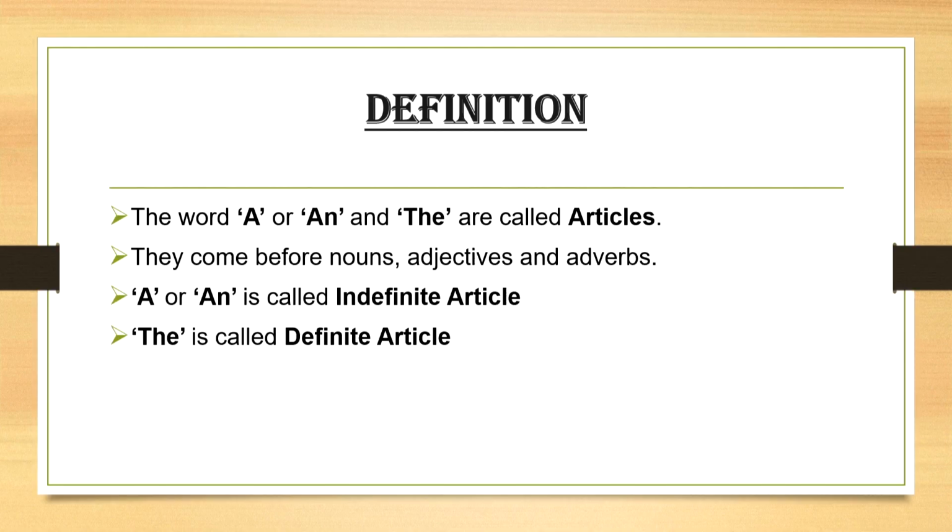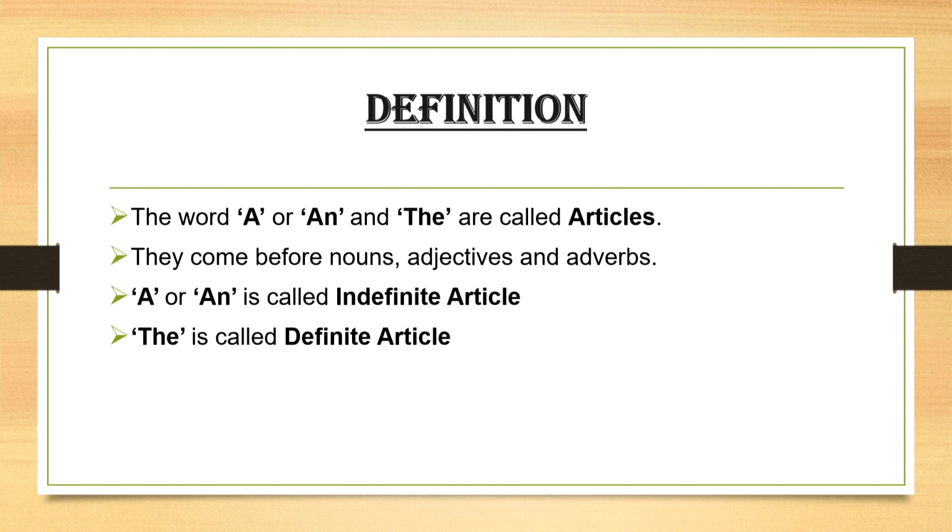Moving on. Now, what is an article? The words a, an and the are called articles. They come before nouns, adjectives and adverbs. A or an is called indefinite article because it does not point out any definite or particular person or thing. The is called definite article because it points out some definite or particular person or thing.